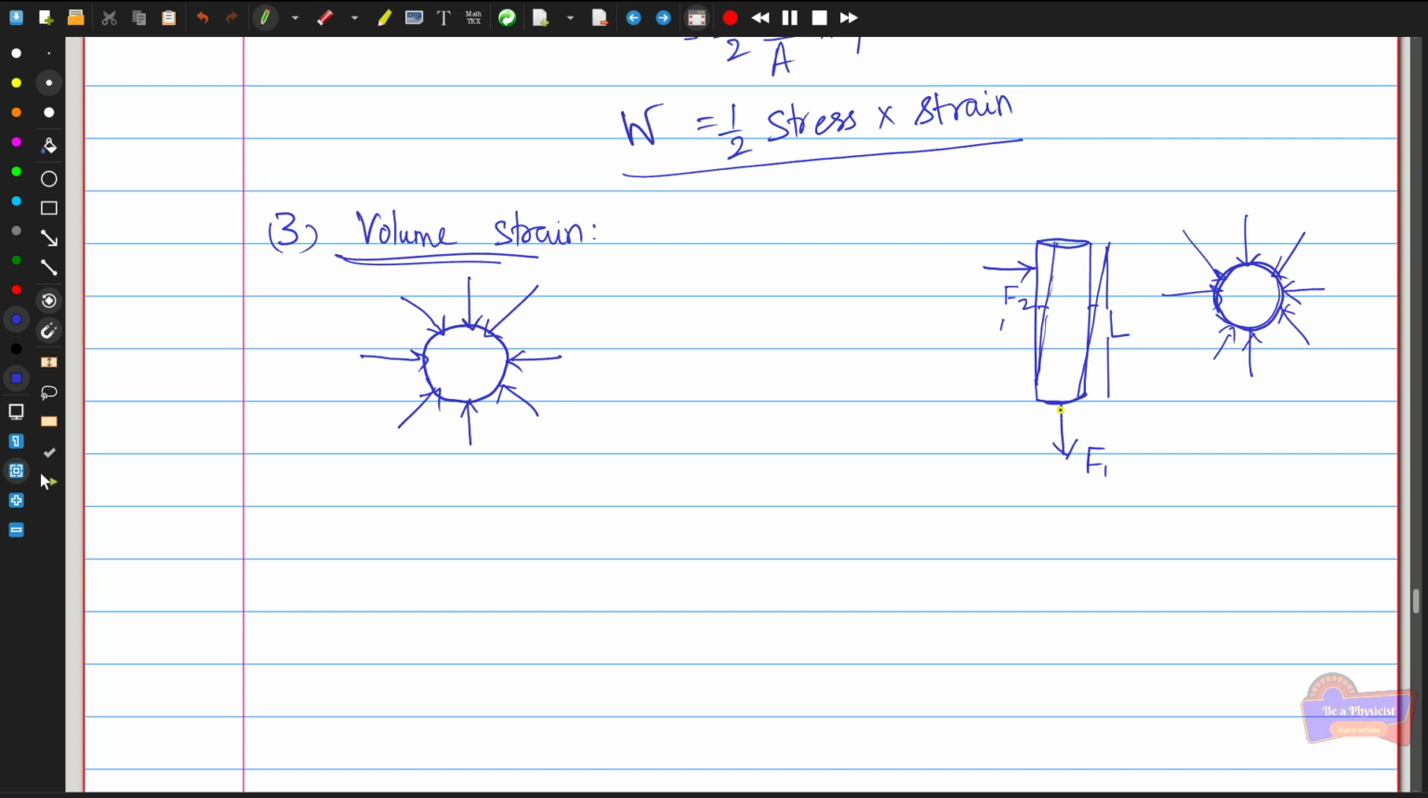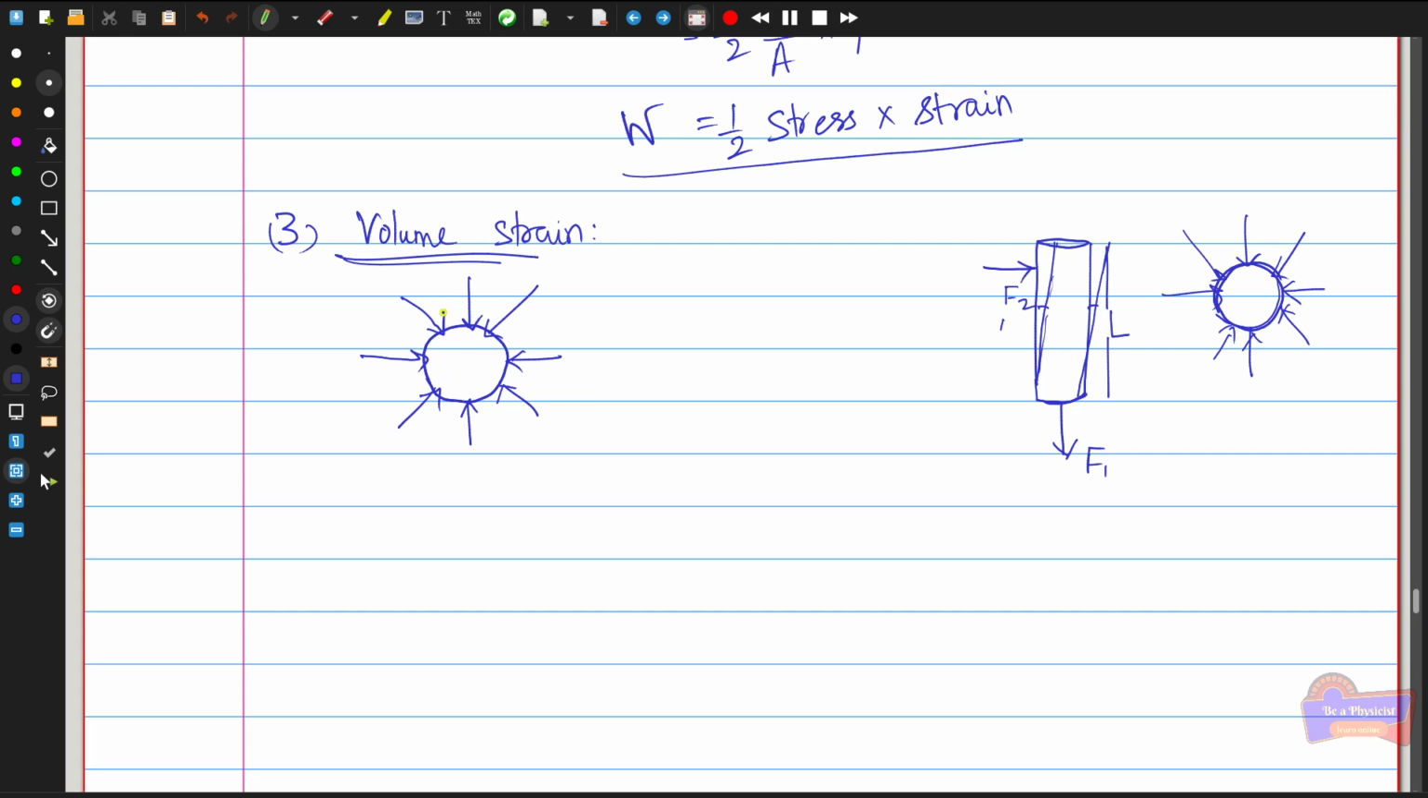Then the first one, where the force is used to increase the length, is called the linear stress. The second force, which is perpendicular to the axis, gives the shear strain, and the force which is acting in all directions of the cylinder is called the volume strain. So we are going to find out such a case as volume strain.